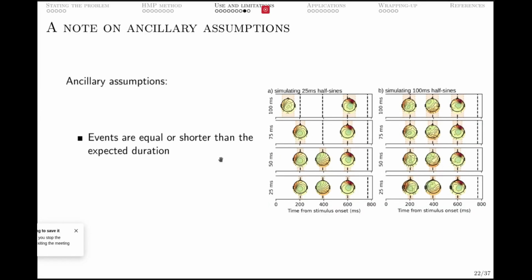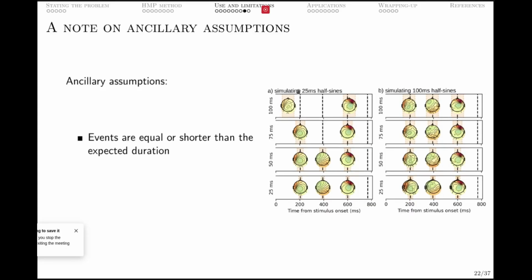Now, I also list some ancillary assumptions. What I call ancillary are basically assumptions that we can work on easily and relax. And the one that is important is that the events underlying the signal, the events that you truly have in your EEG signal, should be equal to or shorter than the expected durations of your pattern. Here you have two cases.